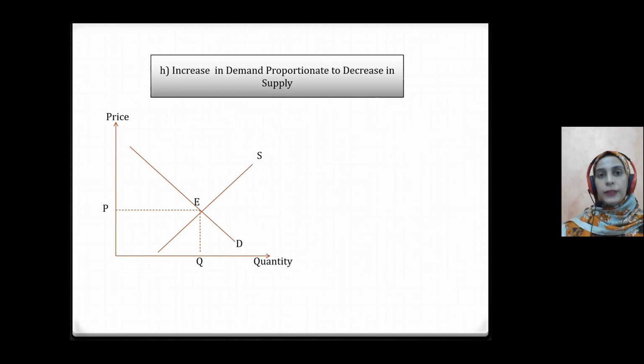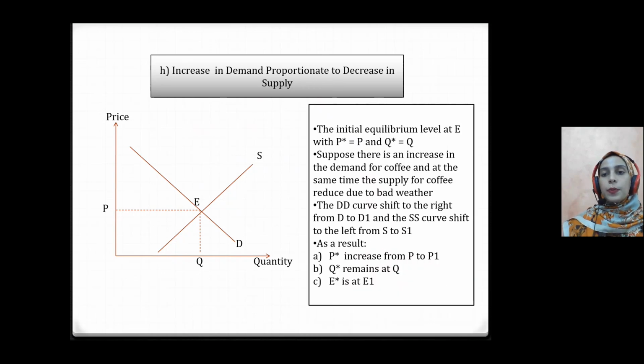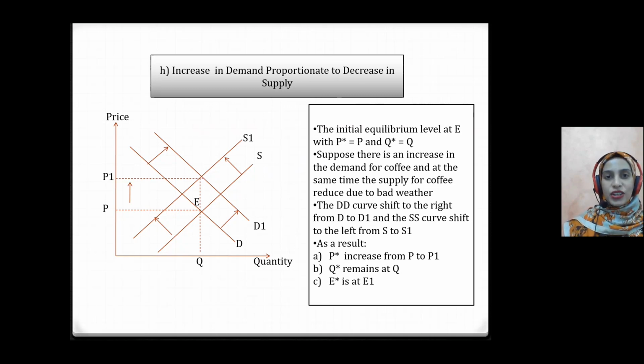This is the last example. Increase in demand proportionate to decrease in supply. Suppose there is increase in the demand for coffee. So the demand curve will shift to the right. And the supply for coffee decreases because of bad weather. So the supply shift to the left from S to S1. So there is new intersection S1 and D1 here. So the price increases from P to P1 and quantity remain unchanged.